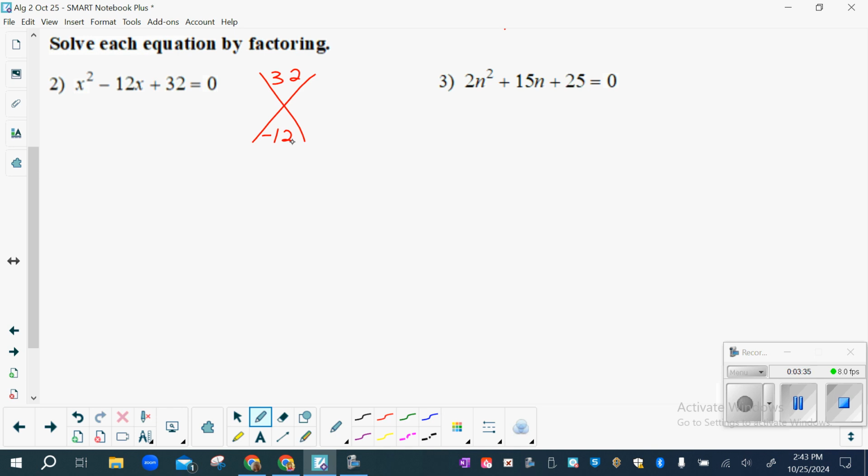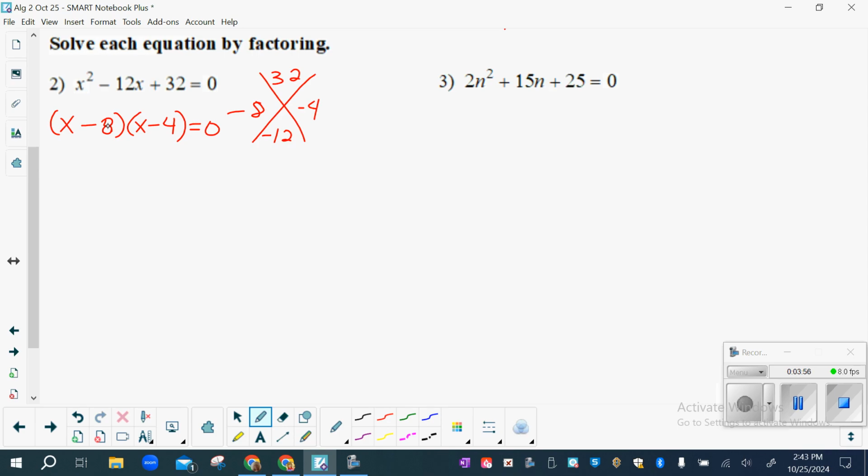Thank you for raising your hand and not saying it aloud, because I want people to think about it. Yes, Will? Negative 8, negative 4. Good. Those are the only two numbers that work there. So our factors are x minus 8 times x minus 4, and now it's equal to 0.